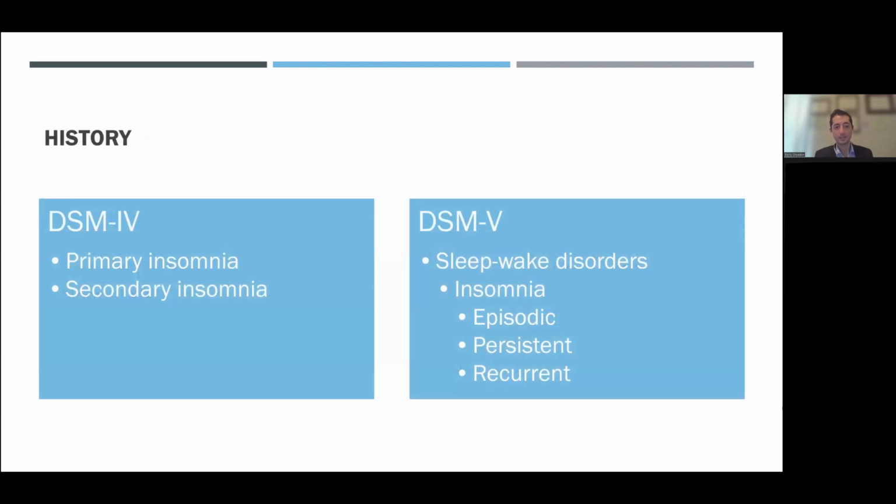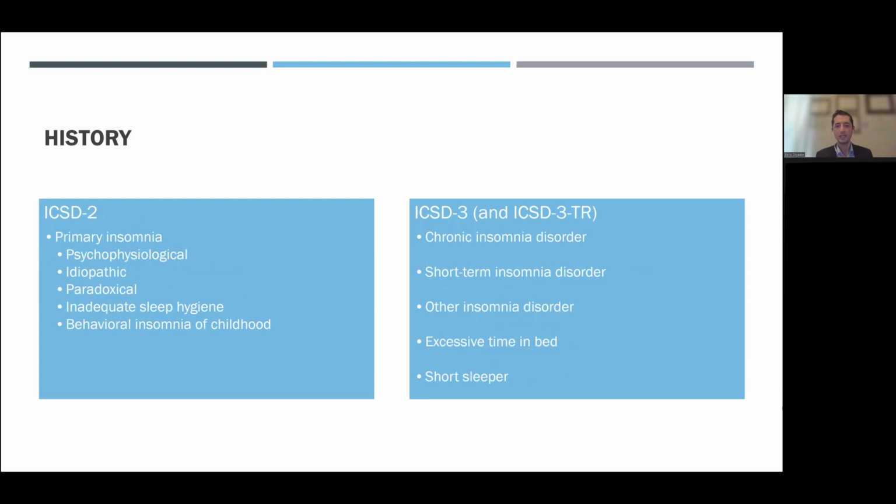So that's actually the history of arriving at these characterizations. You have DSM-4 and ICSD-2. DSM-4 splits insomnia into primary insomnia and secondary insomnia. DSM-5 breaks it down, again, in terms of time frame of symptoms, underneath the umbrella category of sleep-wake disorders. And you have insomnia episodic, persistent, or recurrent. So it's kind of similar between ICSD-3 and DSM-5.